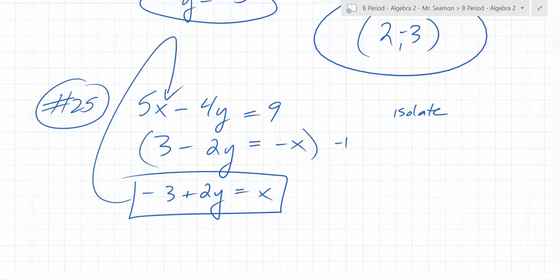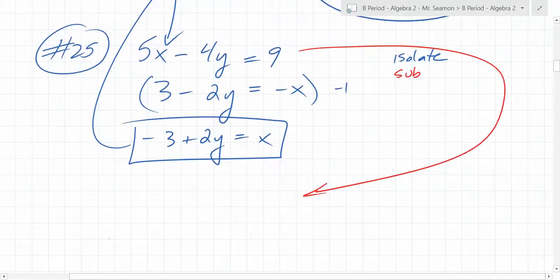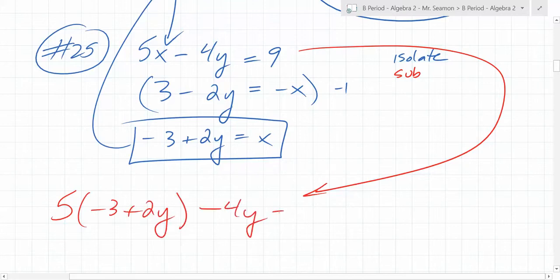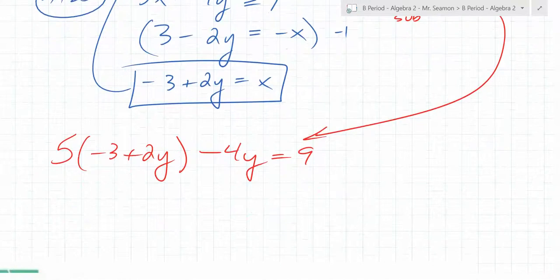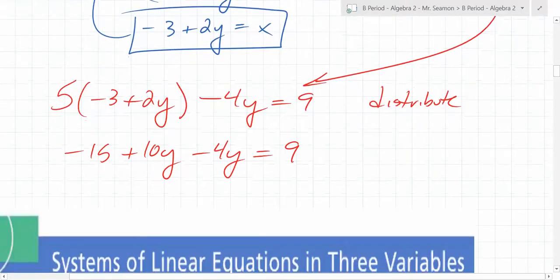Yeah, you substitute for x in the upper one, wherever x is, and you end up with 5 times -3 plus 2y minus 4y is equal to 9. One word for what we have to do next to this. Distribute. Exactly. And we end up with negative 15 plus 10y minus 4y equals 9.